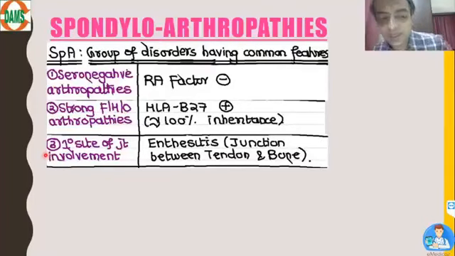The third, primary site of joint involvement is enthesitis. What is enthesis? Enthesis means the junction between the bone and the tendon.